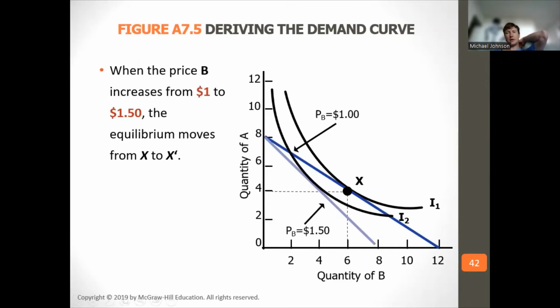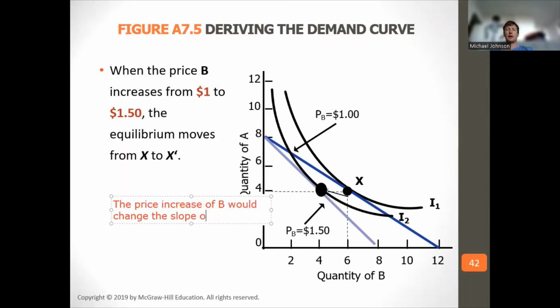So yeah, in this case, the price increase of B would cause the point to shift to here. So this is what happens in the price increase of B. The price increase of B would change the slope of the budget line and reduce the utility. So yeah, reduce the utility.